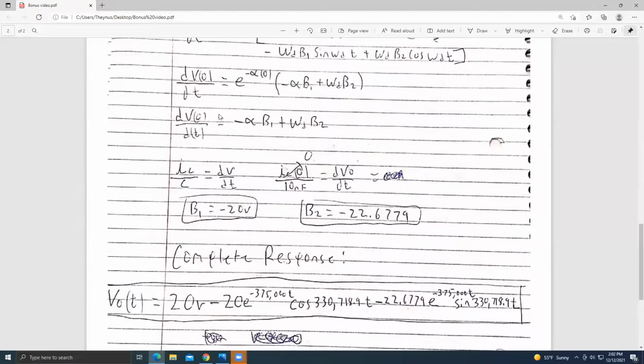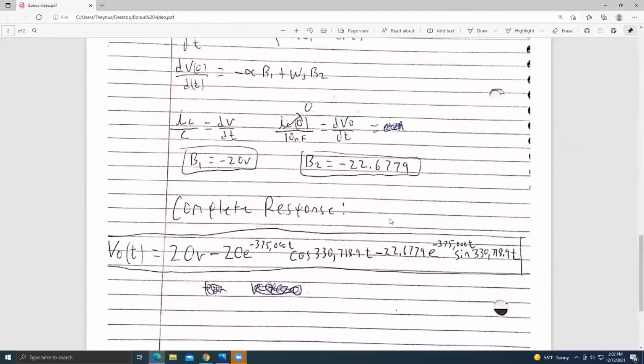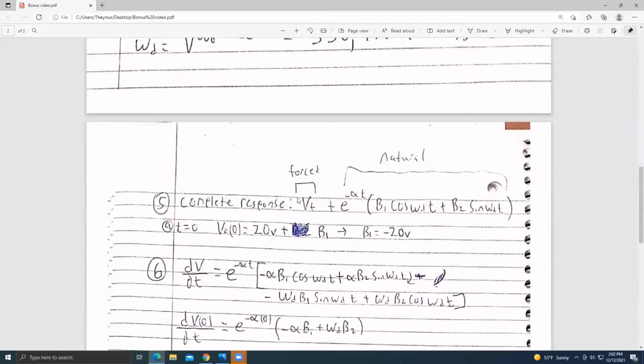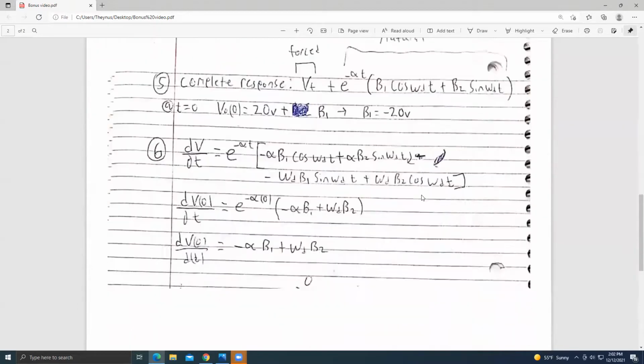So as this goes to 0, we plug in our alpha and our b1 and our omega d, and we solve for b2, and it comes out to b2 is equal to negative 22.6779. Well, with that, we have our complete response. Coming back up to this point, it is going to be our forced plus our natural response, and we just now have to plug everything in.